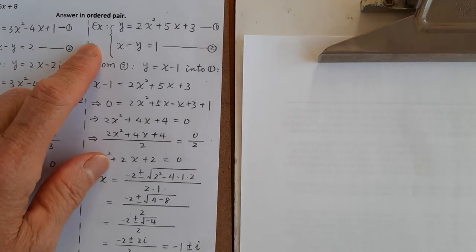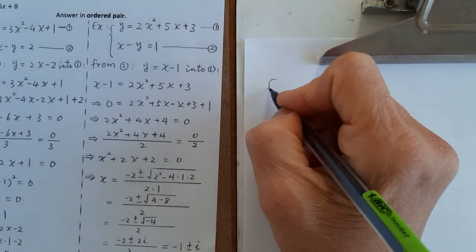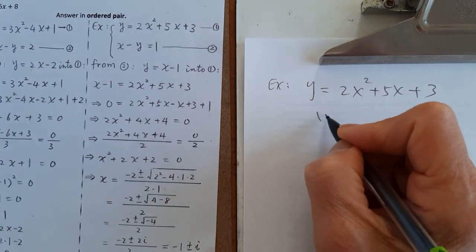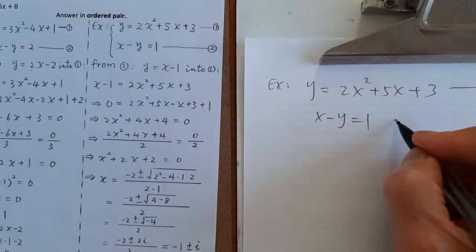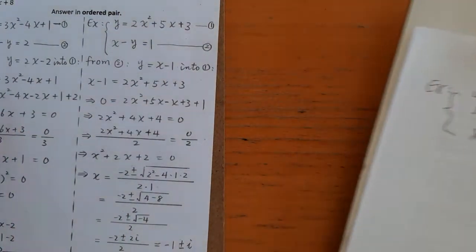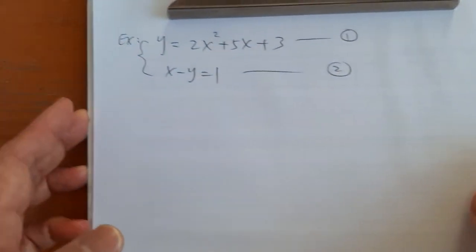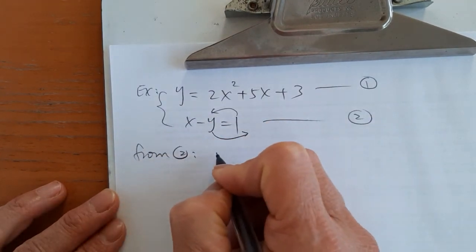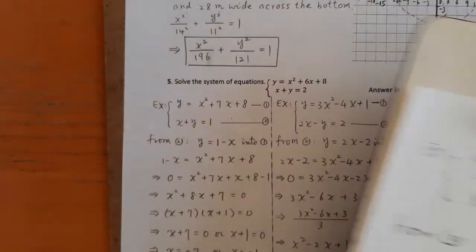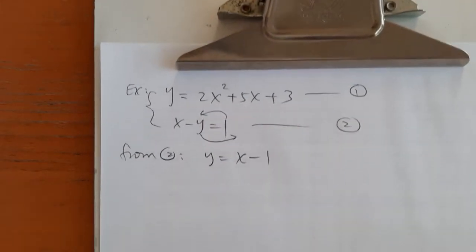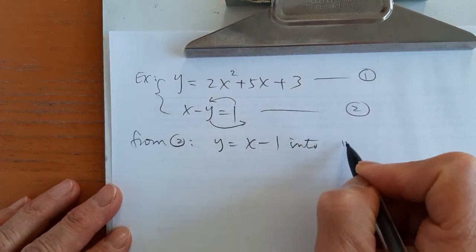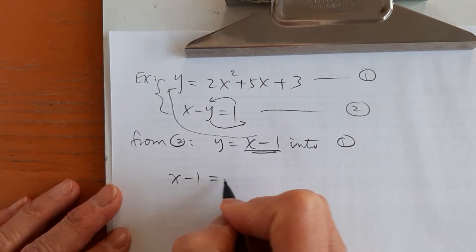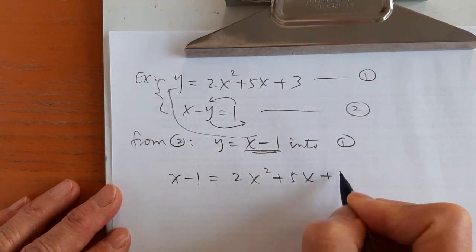And the next example is y equals x squared plus 5x plus 3, and x minus y equals 1. First equation, second equation. Solve it. Also, you can move this over from the second equation, and you get y equals x minus 1. Then you plug into the first equation, put this x minus 1 in for y. So you get x minus 1 equals x squared plus 5x plus 3.